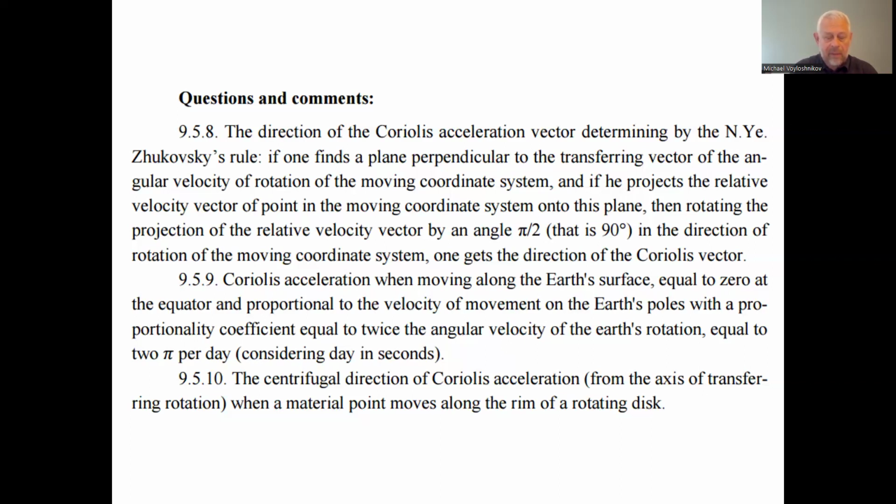9.5.10. The centrifugal direction of the Coriolis acceleration from the axis of transfer rotation. The Coriolis acceleration is usually directed counter to the direction of the normal acceleration when we consider the point on the perimeter of a rotating wheel. The normal acceleration is directed to the center of the wheel, to the axis of wheel rotation, and the Coriolis acceleration could be directed to the other side when a material point moves along the rim of a rotating disk. Thank you.